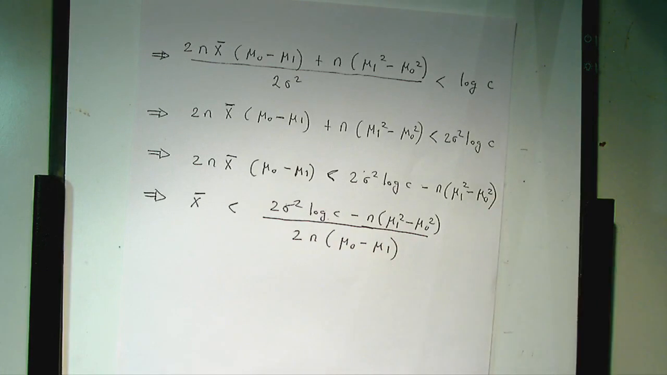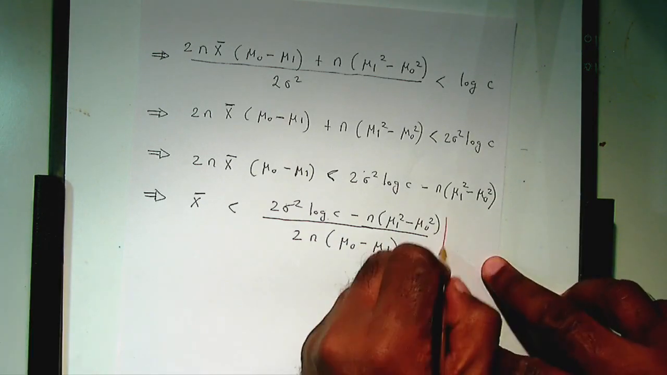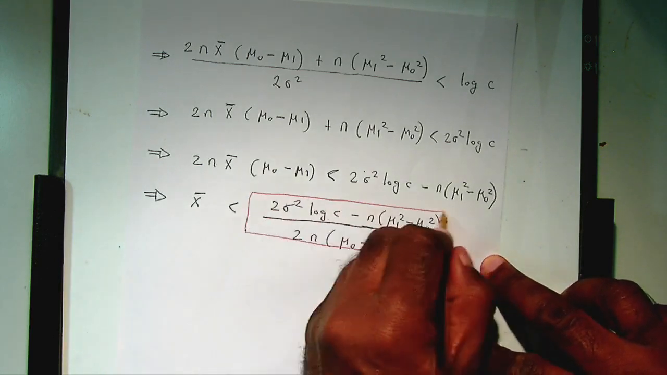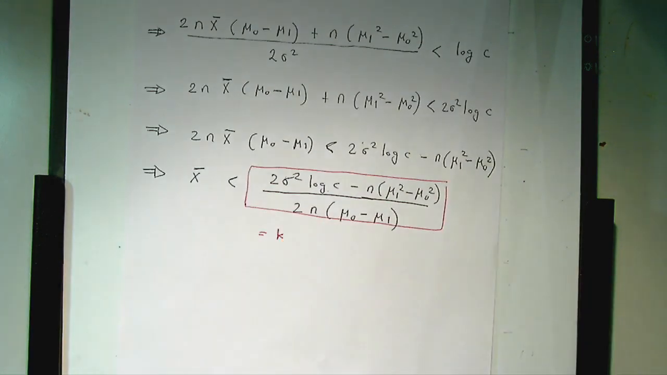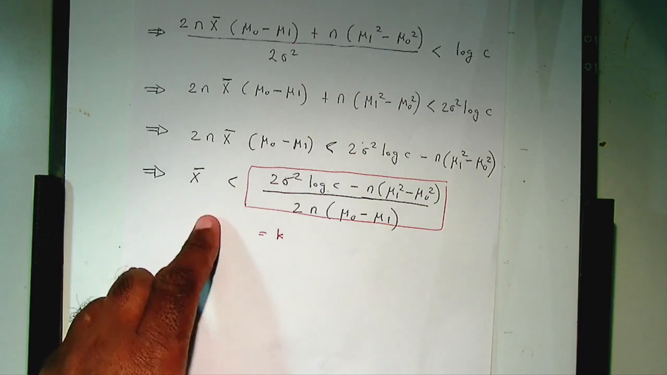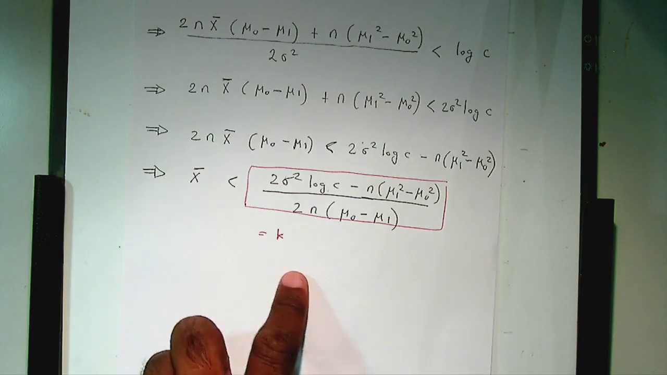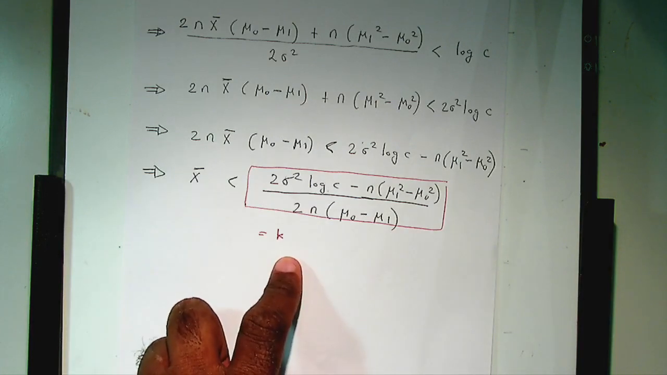this, right? And for the sake of notation, you can call this a constant K, right? So the rejection rule by the NP lemma, or the Neyman-Pearson lemma, for this hypothesis is that X bar, the sample mean, is less than a constant K, right?